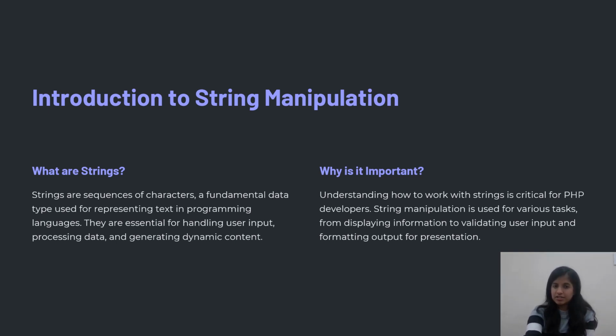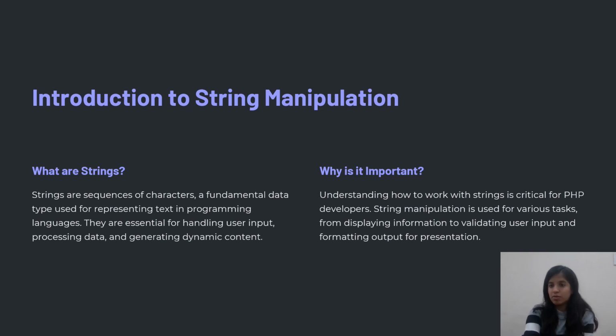It is a fundamental data type used for representing text in programming languages. Strings are essential for handling user input, processing data, and generating dynamic content. Why is it important? We all know that we have a lot of data in the form of characters, and not every data can be in the form of integers, of course. If our data is in the form of integers, then we use an array. But if our data is in the form of strings, characters, sorry, then we use a string. So it is also considered one of the data types.